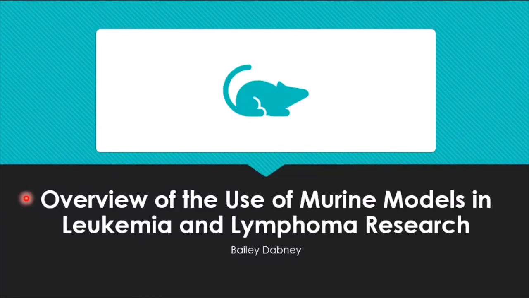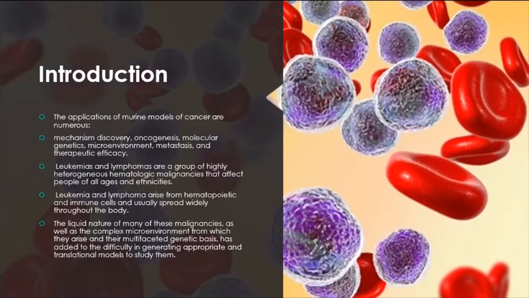Overview of the use of murine models in leukemia and lymphoma research. The applications of murine models of cancer are numerous: mechanism discovery, oncogenesis, molecular genetics, microenvironment, metastasis, and therapeutic efficacy.